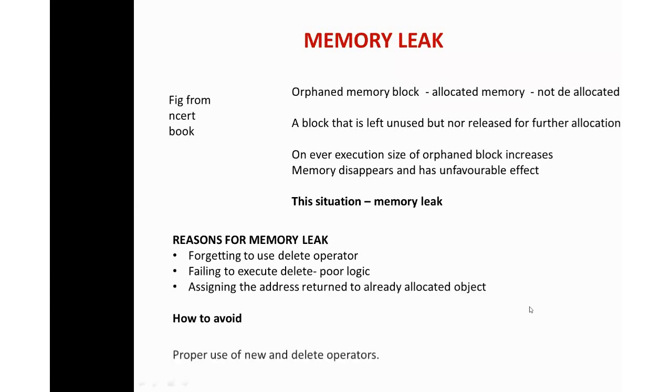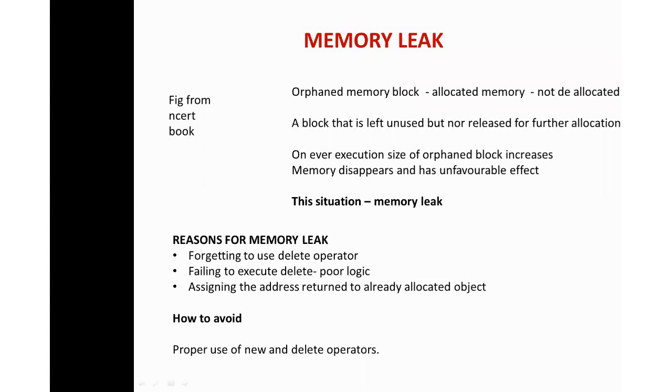Then, assigning the address returned to an already allocated object. That is, the address that you have obtained with the help of your ampersand operator, you have already assigned to another variable. These are slightly higher concepts for you, just understand. The address that you have obtained through a variable, you would have assigned to another variable. If you forgot to deallocate that also, again a memory leak will appear.